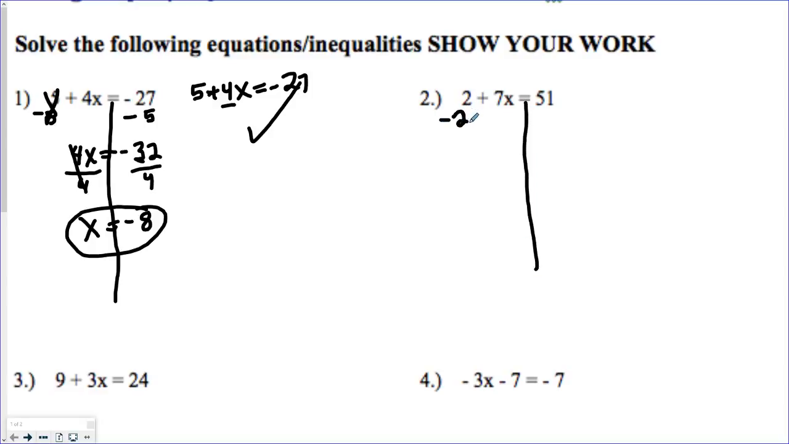Subtract the 2 because it's positive to move it to the other side. So you have 7 times x is equal to 51 minus 2, which gives you 49. Now the reason I'm not subtracting the 7, the reason I'm dividing by the 7 is because even though there's a plus here, that plus doesn't mean that the 7 is being added to the x. The 7 is still multiplying to the x. So you have to think about, what is this number doing to the x? In this case, the 7 is multiplying to the x, so I get rid of it by dividing. Same thing here. Divide by 7, and you get x equals 7 itself.